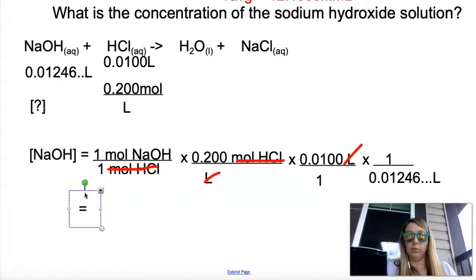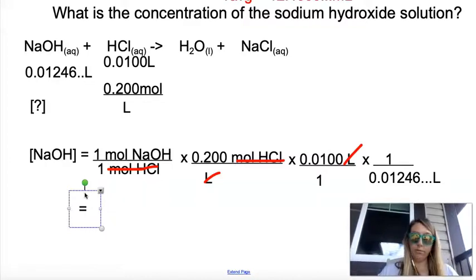Okay, so did I do that right? I'm getting a very small number. No, I did not type that in my calculator right. Hold on. So 1 times 0.2 times 0.01 divided by 0.0124666. There we go. That makes more sense.